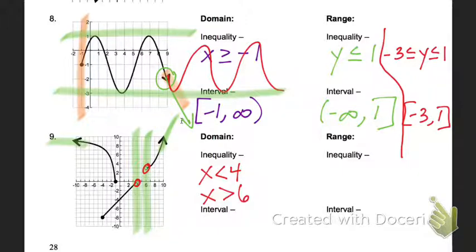Okay, that makes sense. So I'm going to write it as 2 separate intervals. It's going to be from negative infinity to 4, and then 6 to positive infinity.